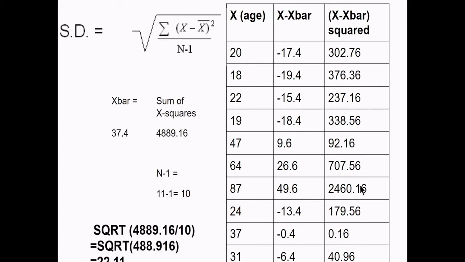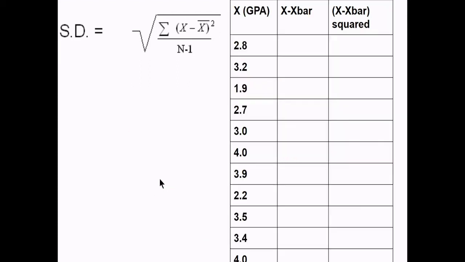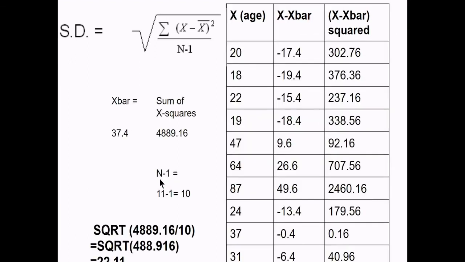And then that will be summed together and then divided by the number of people. I think I'm saying 10 here. Does that seem right? Or 11 minus 1. And that will give you a standard deviation of 22.11. So what that tells us, basically, is that the standard deviation is 22.11 years. And the mean is actually 37 years.